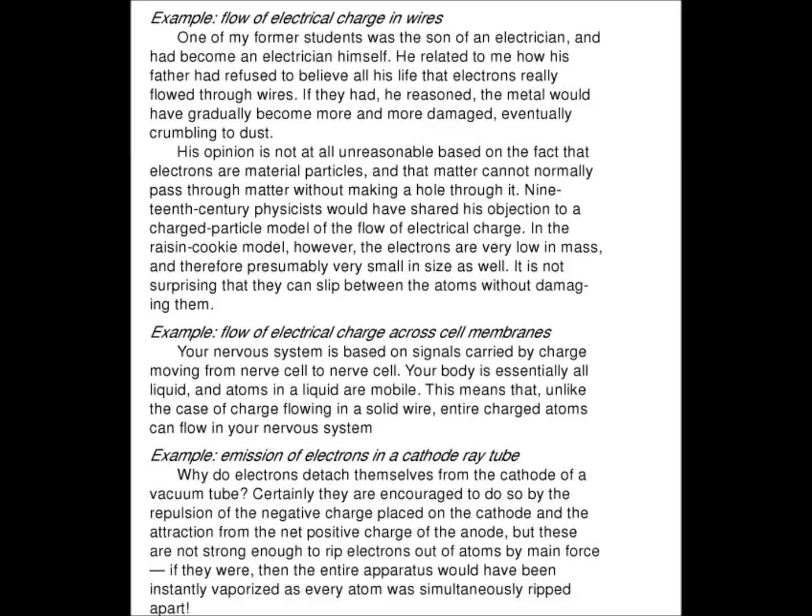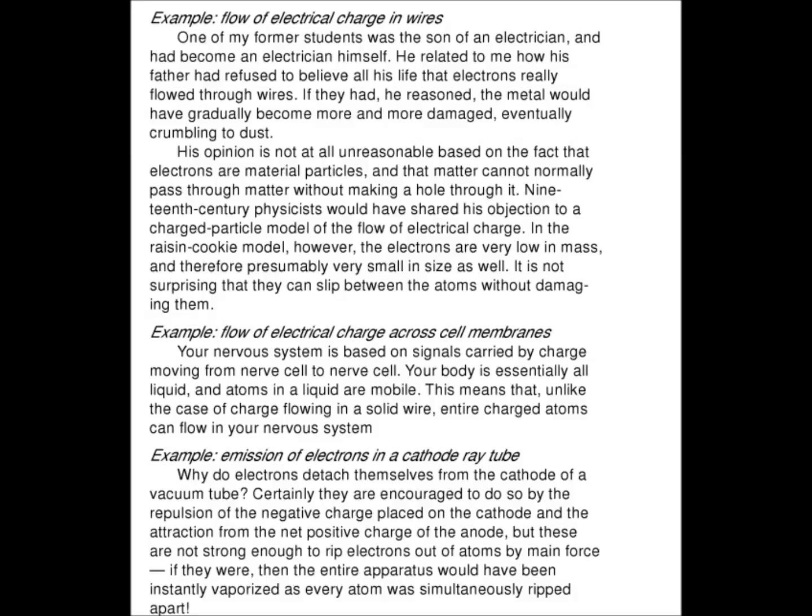Example: flow of electrical charge across cell membranes. Your nervous system is based on signals carried by charge moving from nerve cell to nerve cell. Your body is essentially all liquid, and atoms in a liquid are mobile. This means that, unlike the case of charge flowing in a solid wire, entire charged atoms can flow in your nervous system.